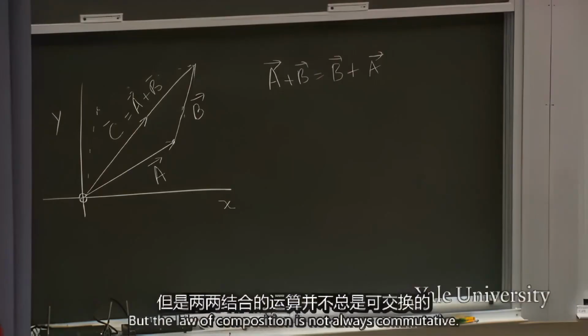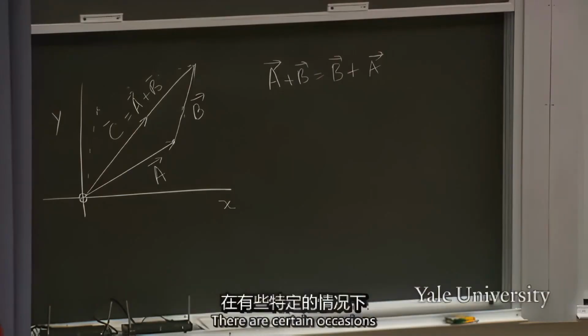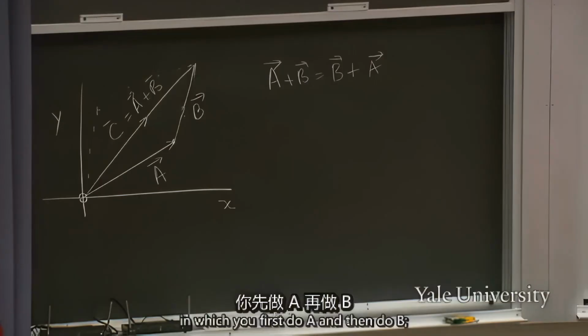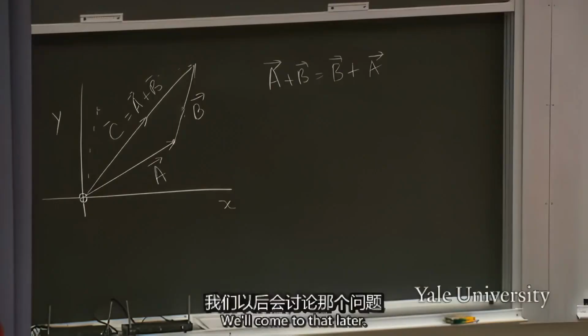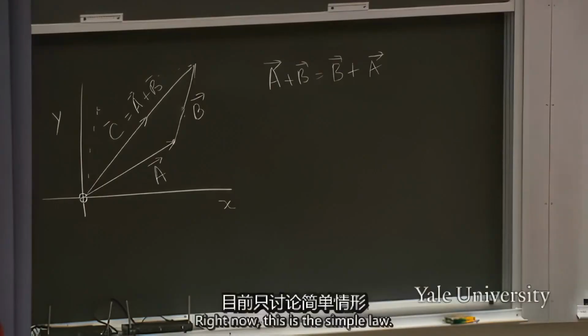But the law of composition is not always commutative. There are certain occasions in which you first do A and then you do B, and that's not the same as first doing B and then doing A. We'll come to that later. Right now, this is the simple law.